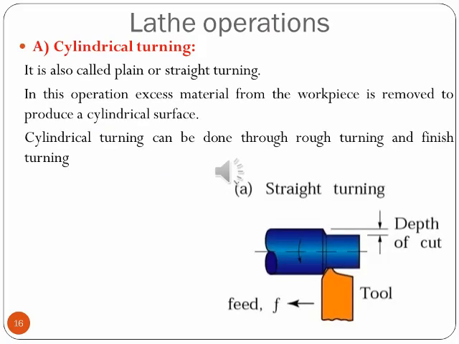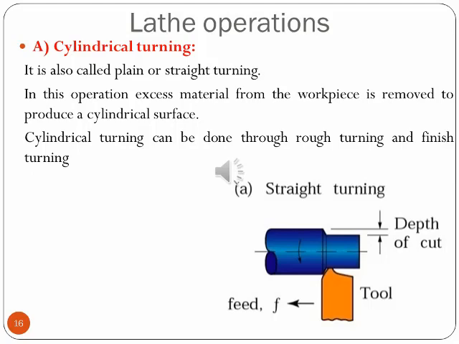So now let us see the various lathe operations. Cylindrical turning is also called plain turning or straight turning. In this operation, excess material from the workpiece is removed in order to produce a cylindrical surface. Cylindrical turning can be done either through rough turning or through finish turning.